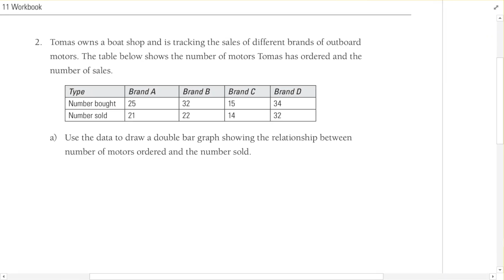All right. Thomas owns a boat shop and is tracking the sales of different brands of outboard motors. The table below shows the number of motors Thomas has ordered and the number of sales. Okay, so we've got brand A, brand B, brand C, and brand D. And then we've got number bought and number sold.